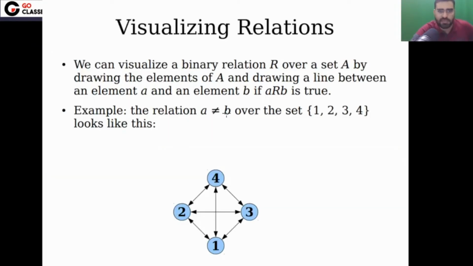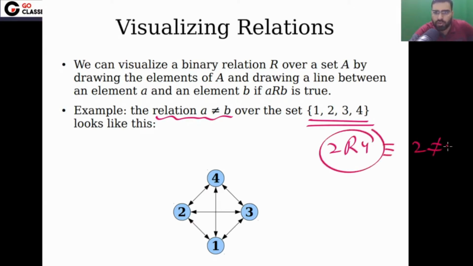Now let's see the next. For example, this is your base set and your relation is not equal to. So you can easily see that 2 is related to 4 because 2 is not equal to 4. The relation is A is not equal to B. So you can notice 1 is related to 3 because 1 is not equal to 3.